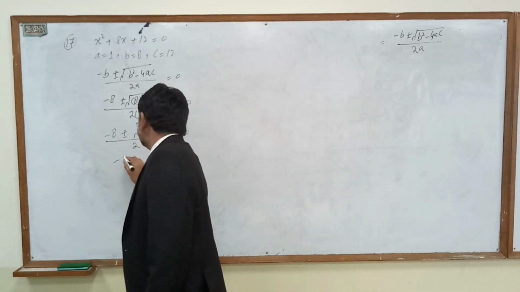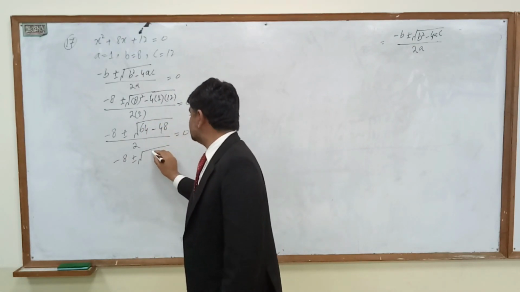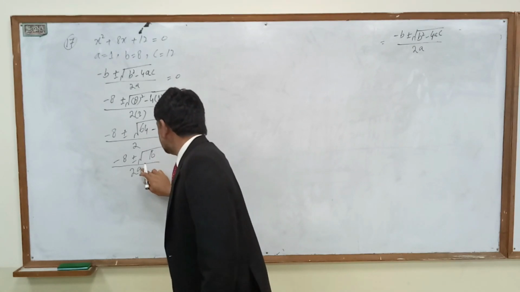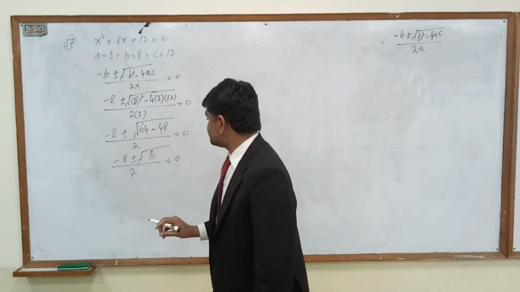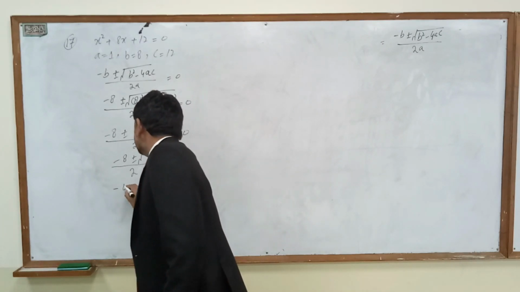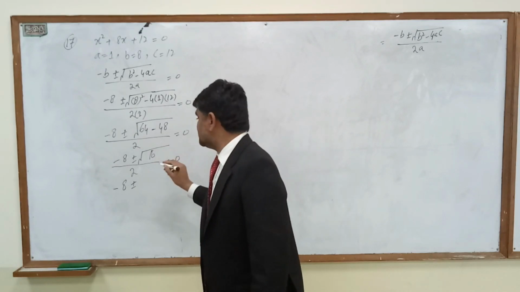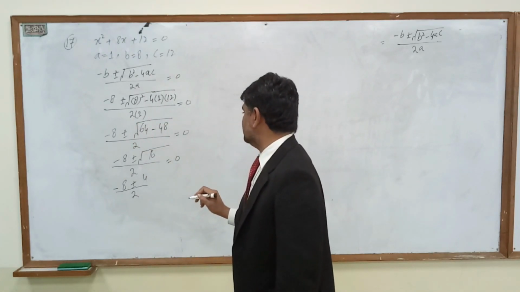So minus 8 plus or minus the square root of 64 minus 48, which is 16. 16 divided by 2 is equal to 0. So minus 8 plus or minus 4, the square root of 16 is 4, divided by 2 is equal to 2.